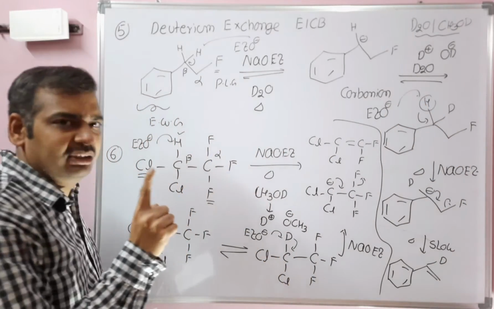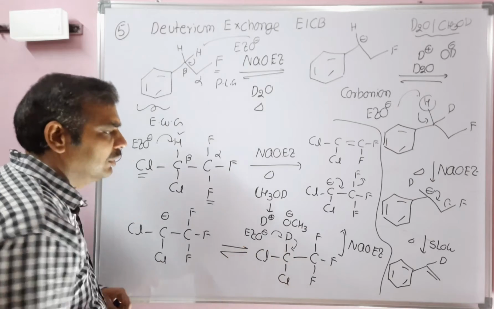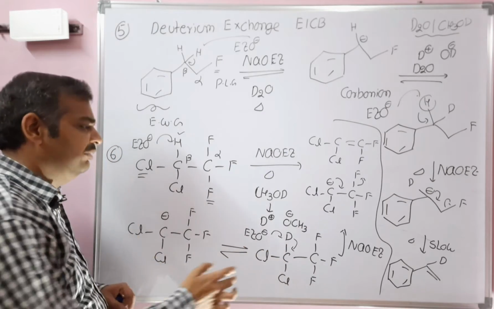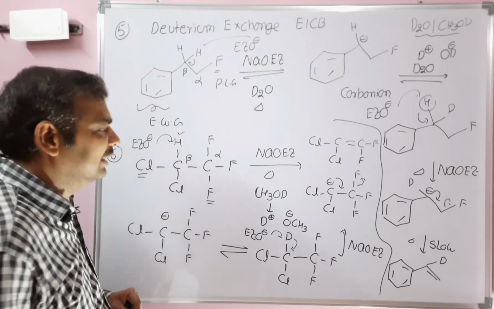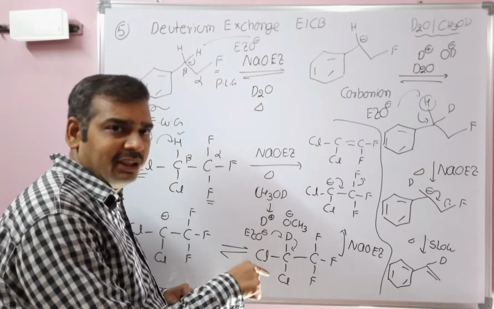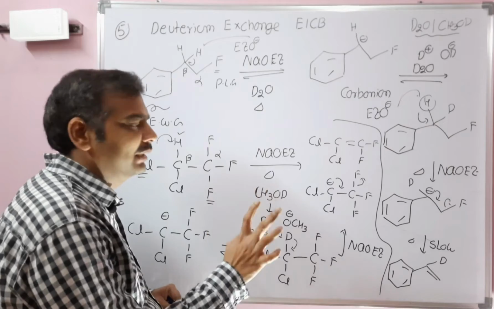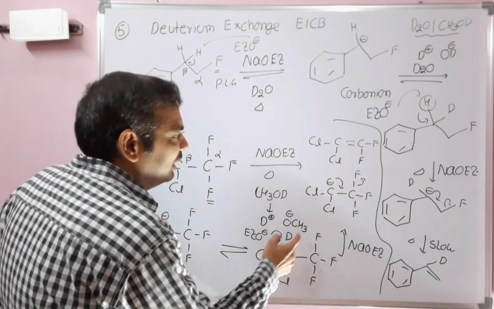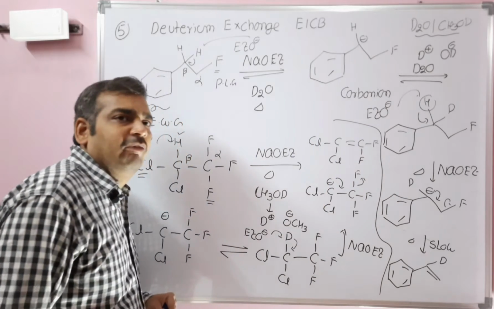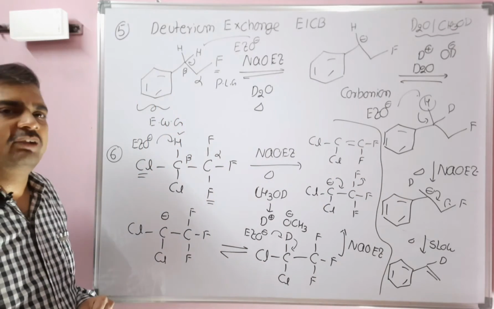Here only one hydrogen is there. Deuterium exchange is possible, but the reaction will not stop. We can confirm the deuterium exchange by using different analysis, but the reaction will not stop. We can control the reaction, but we are not controlling it. At high temperature in the presence of sodium ethoxide, it will abstract deuterium here. Again we will end up with 1,1-dichloro-2,2-difluoroethene.